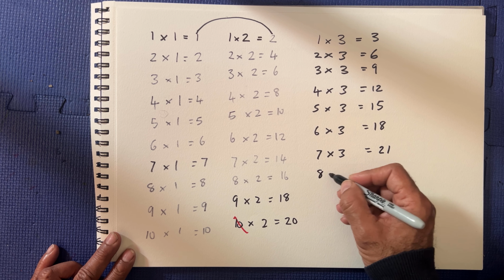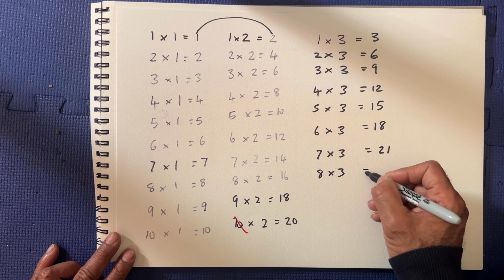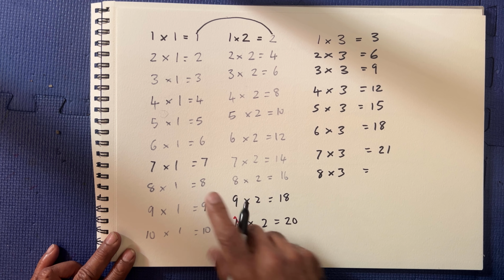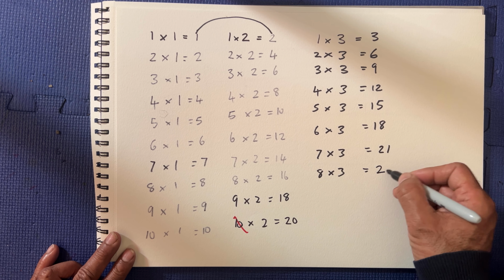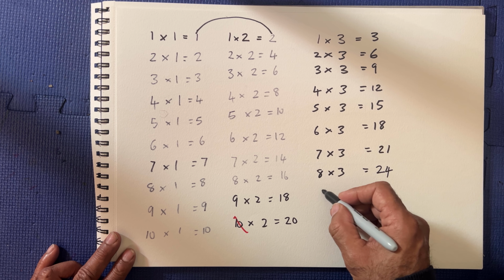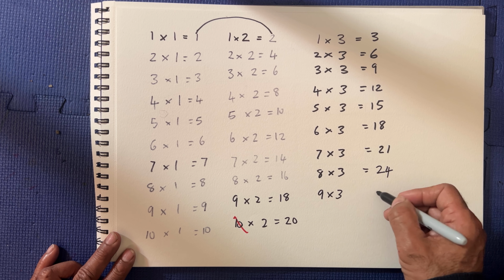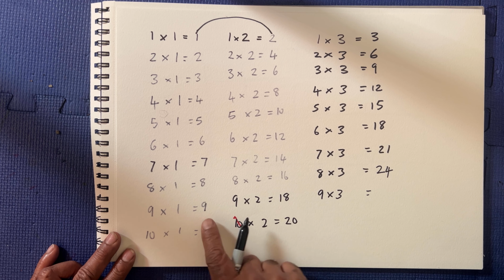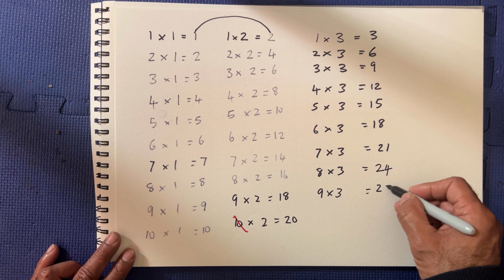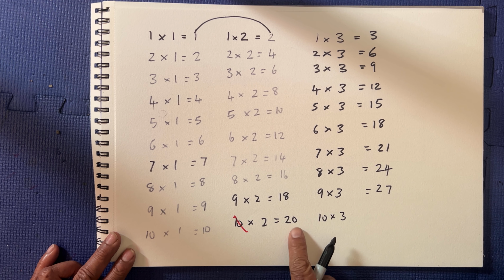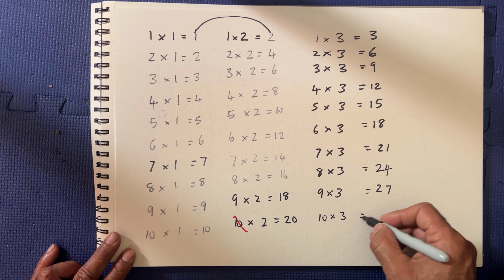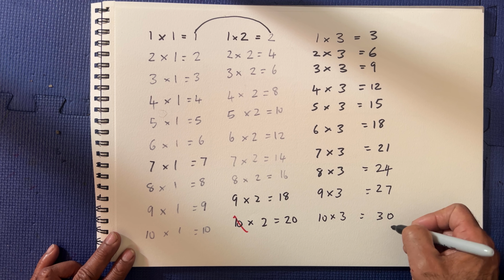8 times 3. Well, that's just 16 plus 8. So what do you think that's going to be? That's going to be 24. 9 times 3 is 18 plus 9 is 27. And 10 times 3 is easy, is 20 plus 10. That's one way of remembering it.